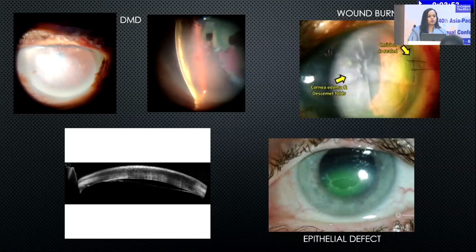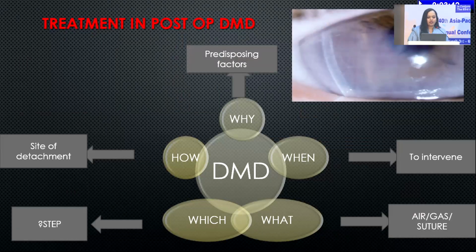Wound gape, which occurs because of poor wound architecture, we need to address it immediately. Otherwise, it leads to wound leak, hypotony, and DM folds which persist for quite some time. Epithelial defect also needs to be treated accordingly.